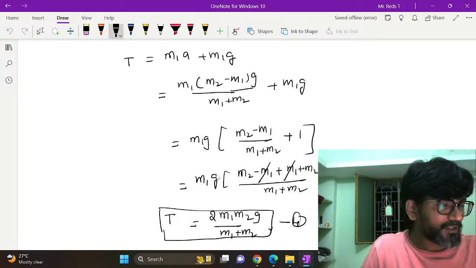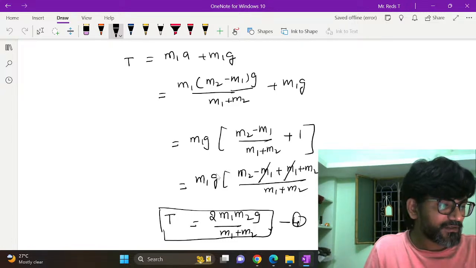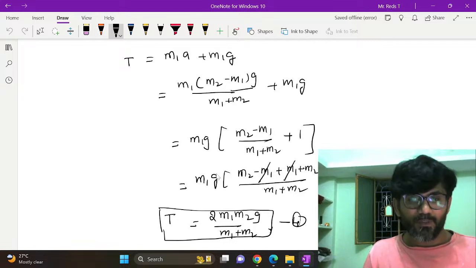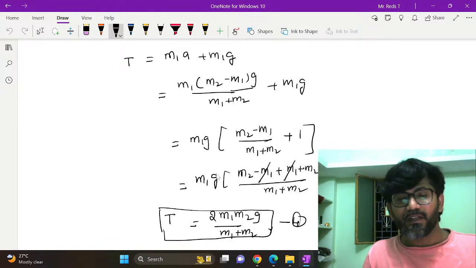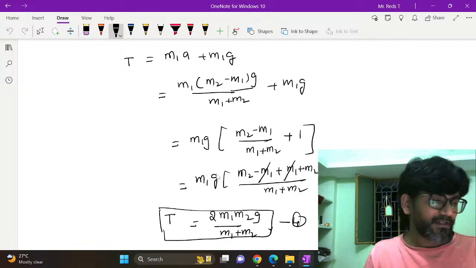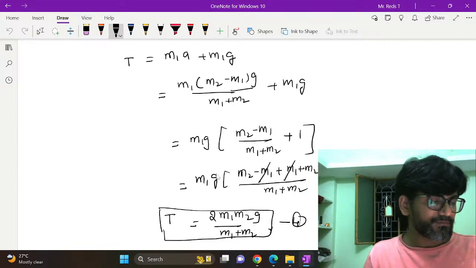Let me check if any messages are there in the live chat. I think there are no messages. Maybe whenever it is blurred, it means my internet connection is not proper, so I will get it a little blurred. So try to change the settings, guys. Then you'll get it a little more clearly.